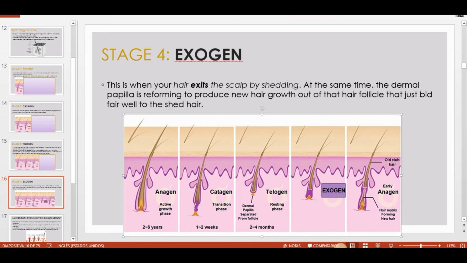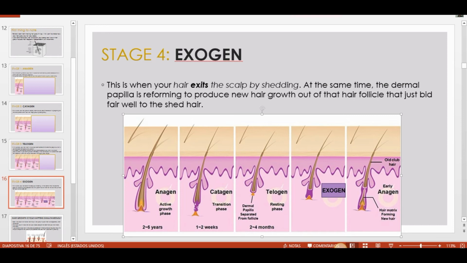Now in this phase, as you can see, the hair is not even connected to anything anymore, and the reason for that is because the hair will exit from your scalp by shedding. So this is when you will experience shedding. And the dermal papilla here, as you can see, is no longer connected to the hair.